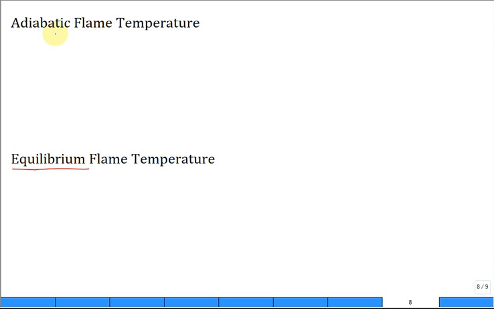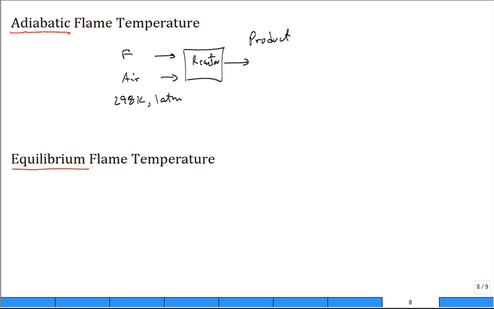Before, in the previous chapter, we had adiabatic flame temperature. So in review, we had a reactor, and we brought in some fuel, typically air, to mix with it. All of this came in at 298 Kelvin, 1 atm. And what came out were the products. And they came out hot at the adiabatic flame temperature. This was insulated, there's no work, hence it was the highest temperature coming out. And we calculated it where the products were.